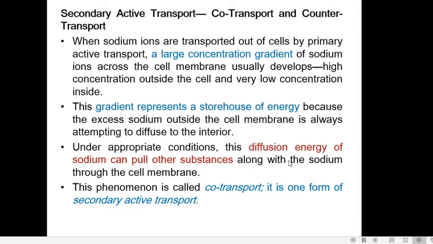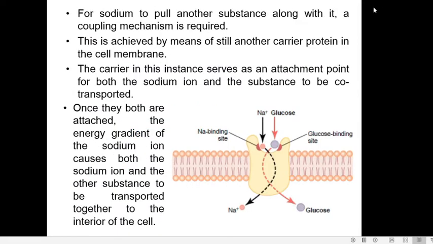So here the transport of two substances is coupled. One will be sodium and the other will be a partner molecule, and so it is called co-transport. So this is one form of secondary active transport. For sodium to pull another substance along with it, it cannot itself come into the cell carrying the other substance with it, but it has to resort to the help of a carrier. So another carrier protein is being used.